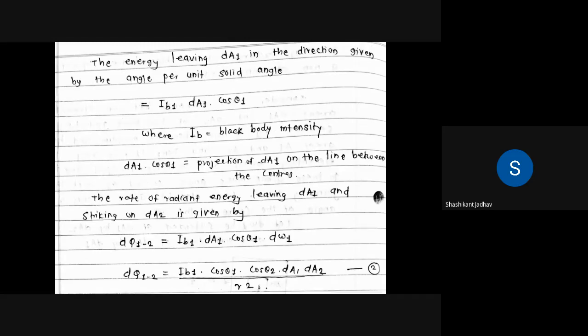So we have to calculate per unit solid angle. Therefore, d omega will be cancelled. So I into area which is normal to the direction. So IB1 into DA1 cos theta 1. Okay, so IB is nothing but black body intensity.